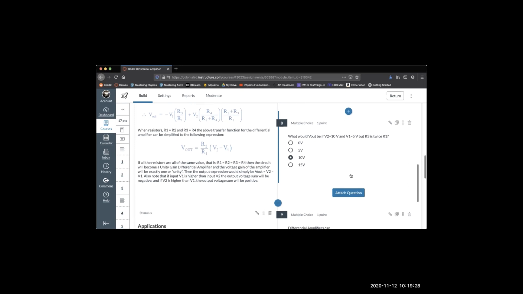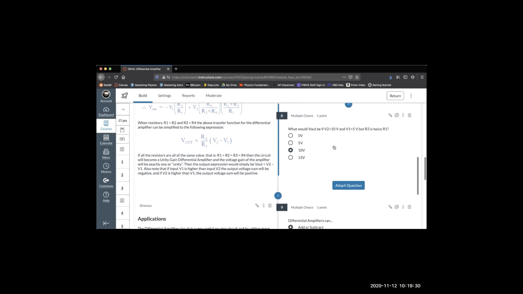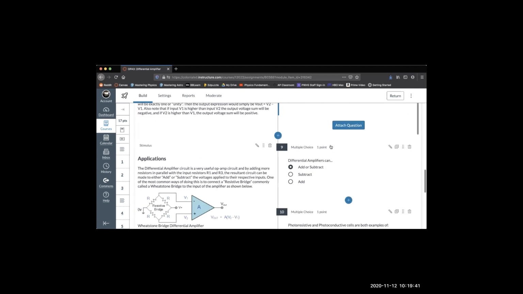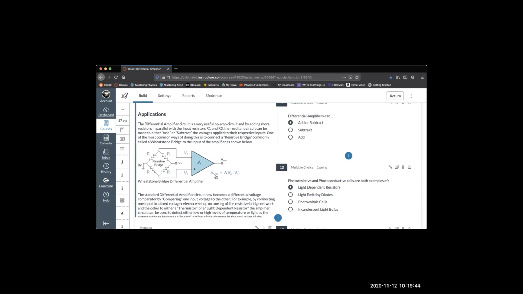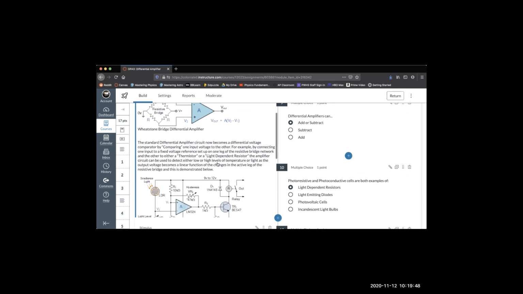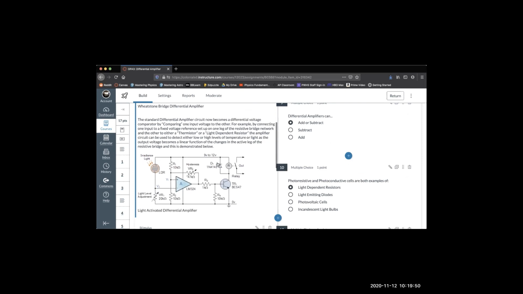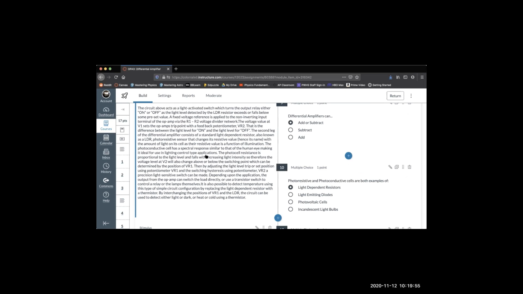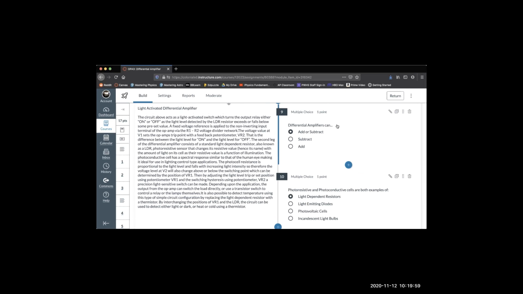Not for any education purpose, but just to make the whole thing work out, that works out to be 10 volts. So it's possible for an engineer who's building a difference amplifier to make choices about resistors and the construction of the thing to get it to work out the way that they want. Here are some applications. This is a Wheatstone bridge. There's just a lot of reading that goes on here, and a lot of reading because there's a lot to say. But somewhere in here, differential amplifiers can add or subtract, which is pretty cool.